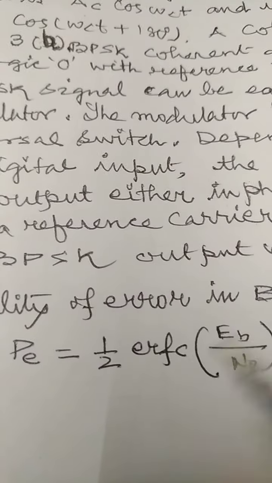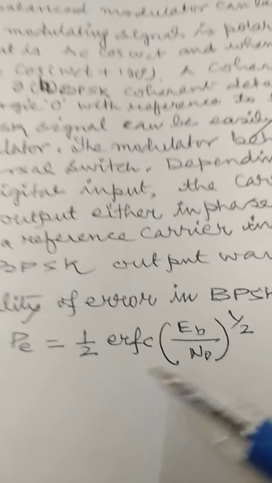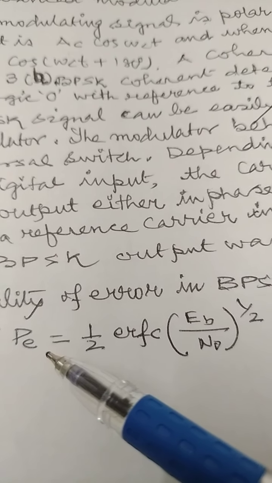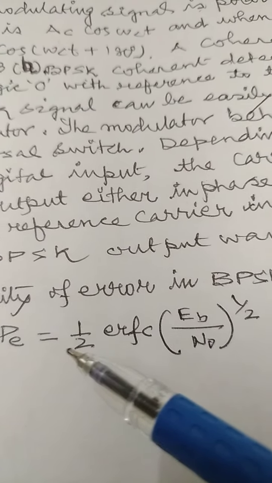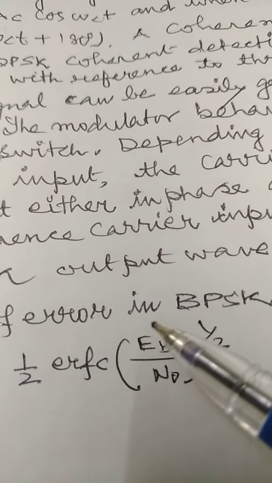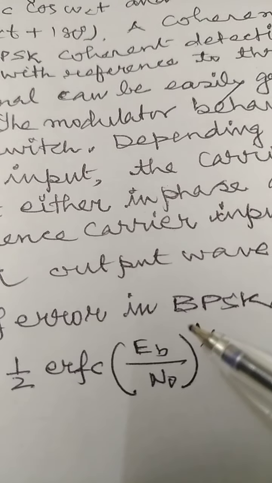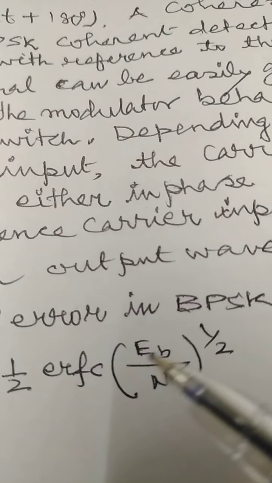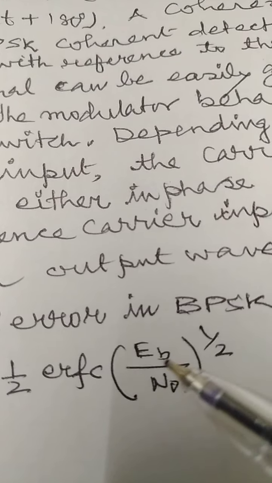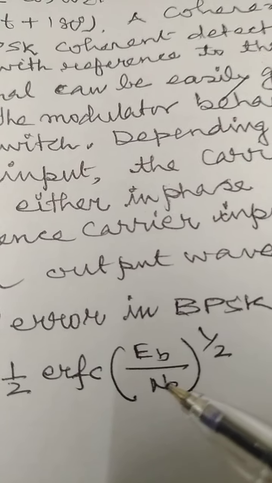For this, the probability of error, which is the important parameter in BPSK, is given as 1 by 2 complementary error function of Eb divided by N naught to the power 1 by 2. Here Eb is the bit energy and N naught is the output power of the noise in the detector output.